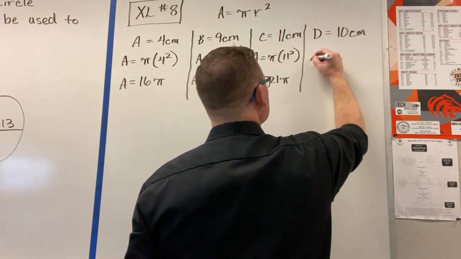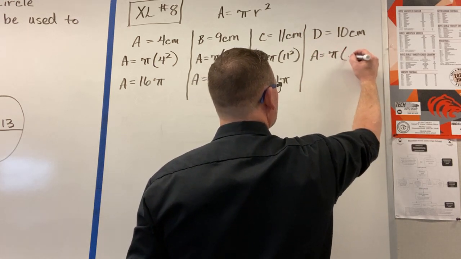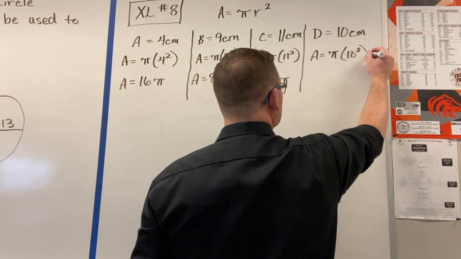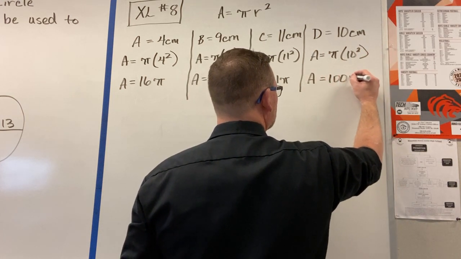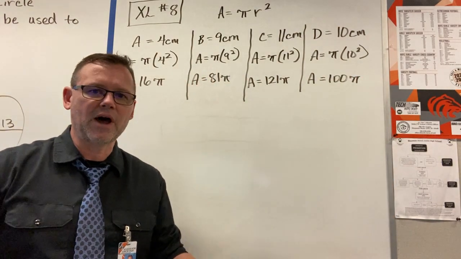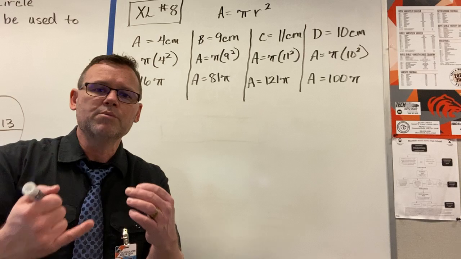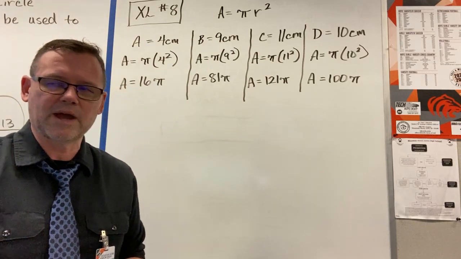And then finally, area equals pi multiplied by 10 squared. Area equals 100 pi. So that's the answer for each one of those for the pi. Like I said, not that hard to calculate, but if you don't know what they mean by leave pi as pi, then you're going to have a really hard time with this.